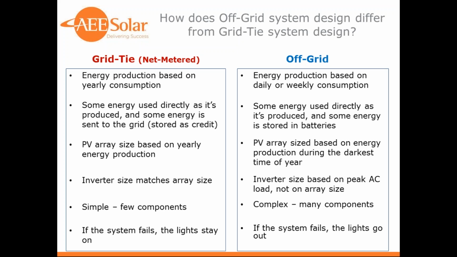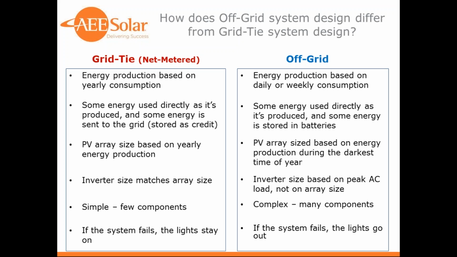In a grid tie system, the PV array size is based on the yearly energy production of the PV array to offset a yearly amount of kilowatt hours from the utility. In an off-grid system, the PV array is sized based on the energy production during the darkest time of the year. Since again you're working more on a daily or weekly basis, you have to size your system for the least amount of energy production, essentially, that you get, which is typically in the winter in the United States.